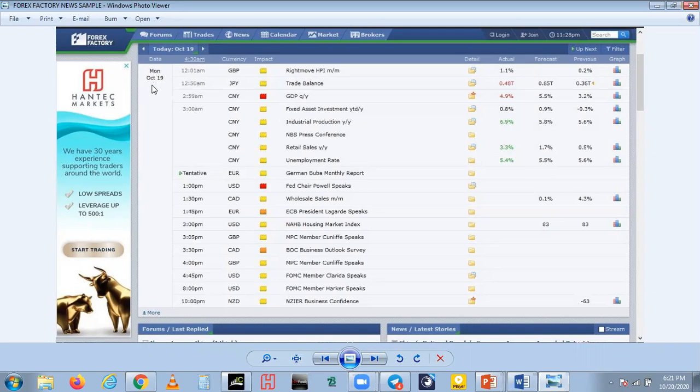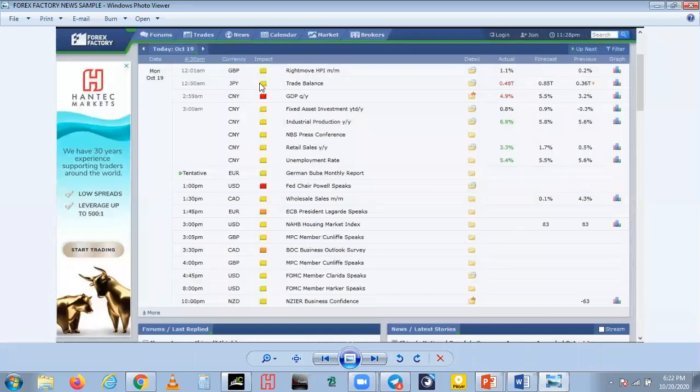This date was October 9, and these are the times. You have to change your own time to Nigeria time. When the website opens, you come here and change it to GMT plus one. That's Nigerian time. So what are all these? You can see the time, and the currency: GBP, that's Great Britain Pound, JPY, that's Japanese yen, CNY, Chinese yuan, Euro, US dollar, Canadian dollar, Euro again, New Zealand dollar and Canadian dollar again.